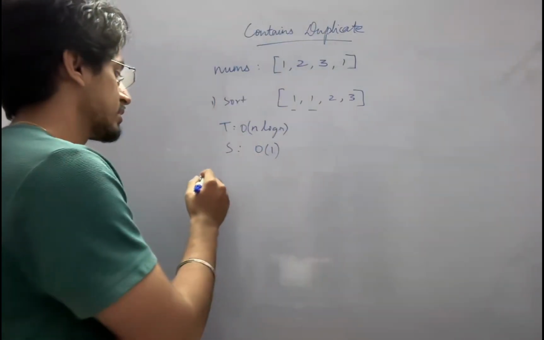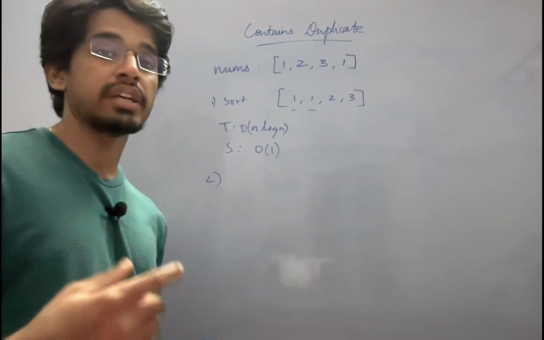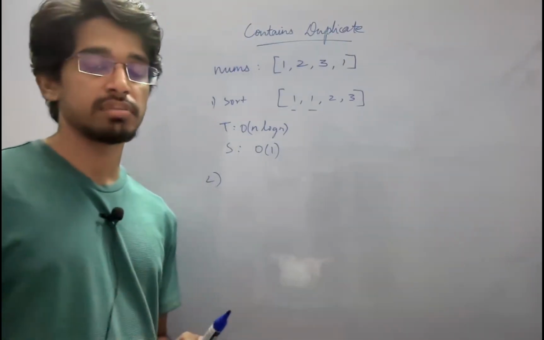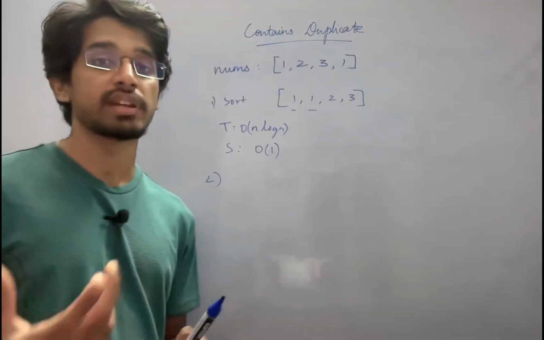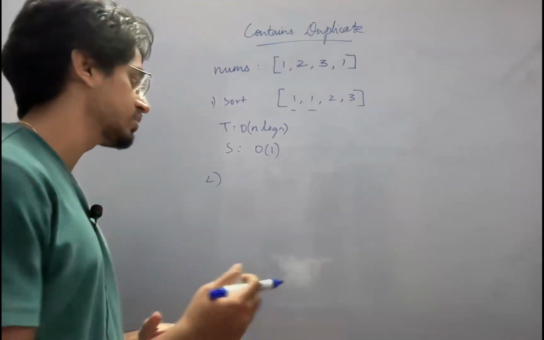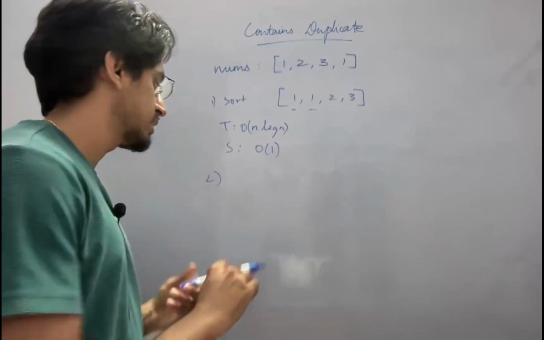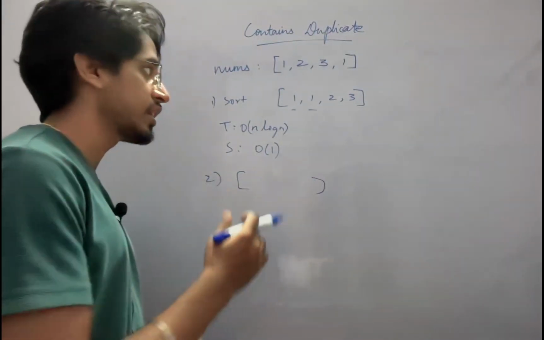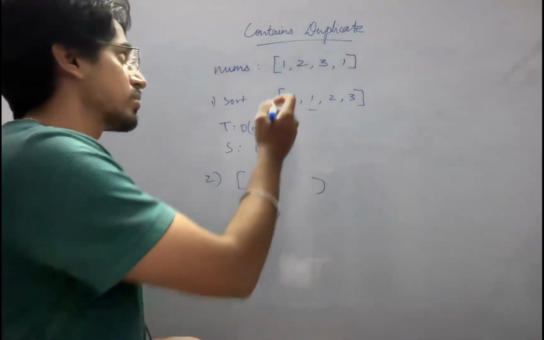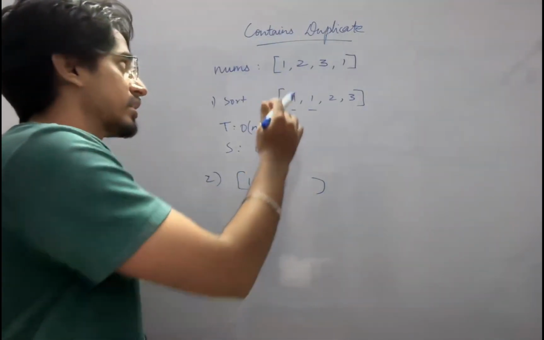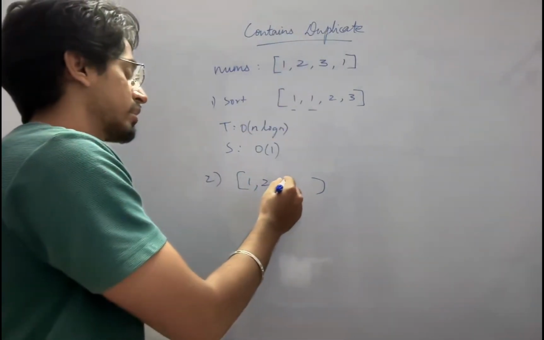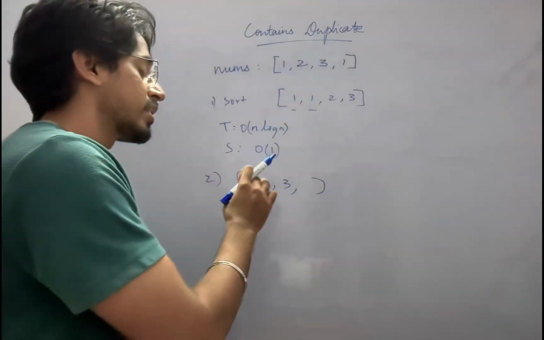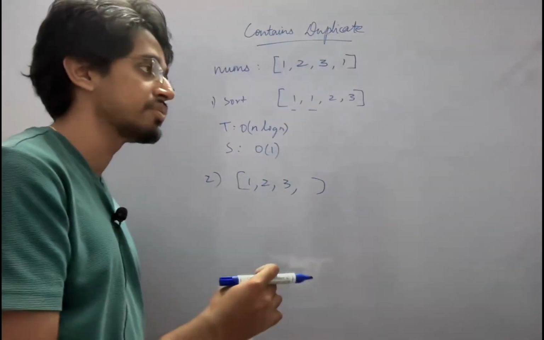The second approach is by creating a set. A set is a data structure in JavaScript that holds unique values. Basically, we create a set, and we just keep adding values. We add the first value, the second value and the third, and for the fourth value we check for every element whether it already exists in the set.